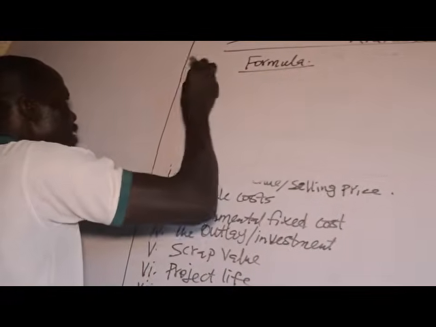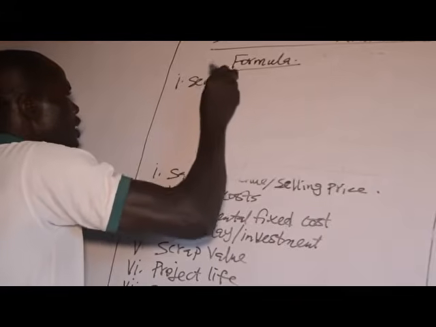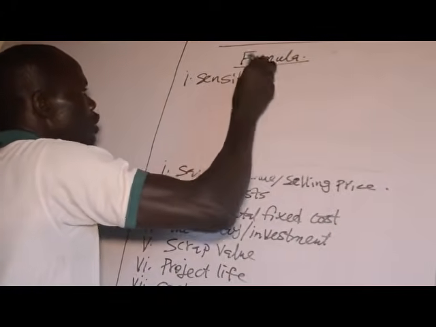Number one is sensitivity to selling price.